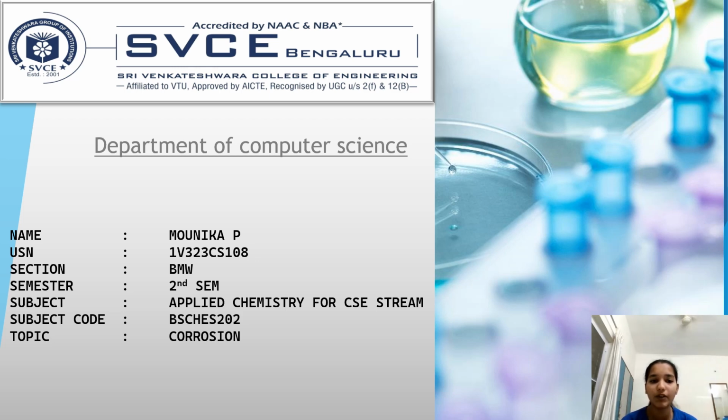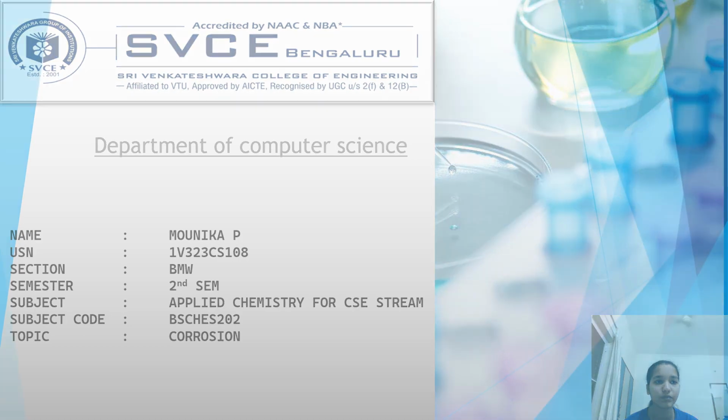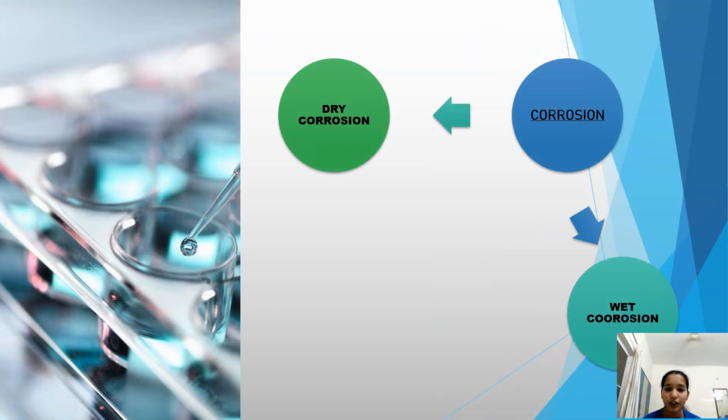I am Maunika from Sri Venkateswara College of Engineering, Department of Computer Science, BMW section, second semester, subject Applied Chemistry for CSE stream. Today we are going to discuss corrosion and its basic types and other types. Corrosion is divided into two basic types. One is dry corrosion, the other is wet corrosion.